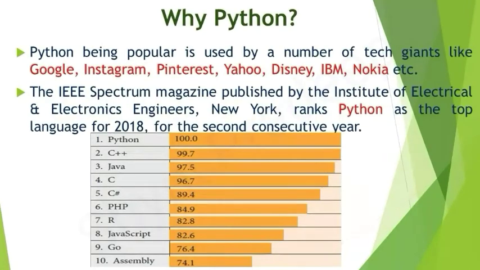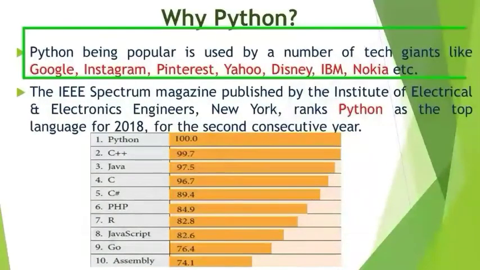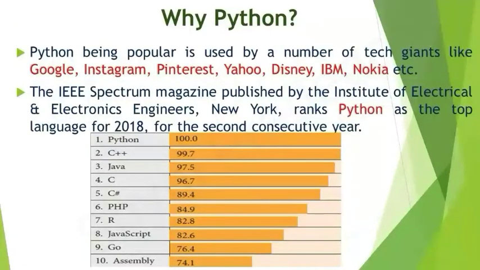This Python is today's trending programming language. It is very popular in the largest companies such as Google, Instagram, Pinterest, Yahoo, Disney, IBM, Nokia. So many large companies are using this Python language nowadays. Google uses Python in its web search system, and the YouTube platform was also made with Python.